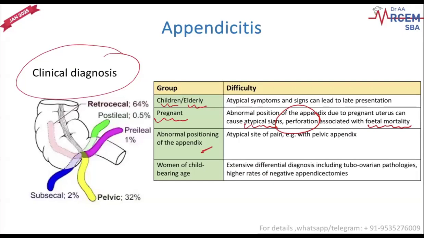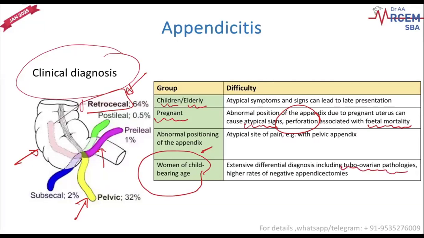Abnormal position: most of the time, the position is retrocecal, that means the appendix is present behind the cecum. Sometimes it can be in the pelvic region, sometimes in the pericecal region. So it can be in different positions, but most commonly retrocecal. If retrocecal, you have the classical presentation. If it is not retrocecal, the pain might not be very classical. Women of childbearing age have various differential diagnoses because of the sexual organs, especially the fallopian tubes and the ovaries. There are various tubo-ovarian pathologies you need to keep in mind.